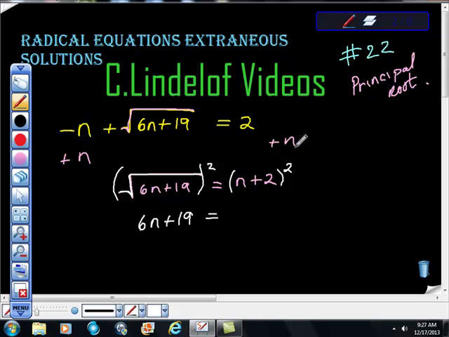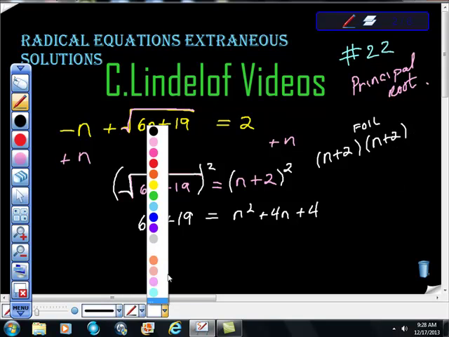Here's where people get into trouble sometimes: they think that they can distribute the 2 here. But if you check, you'll see that that is actually not true, because n plus 2 squared means n plus 2 times n plus 2. And here, if you do your FOIL, you'll get a little bit different answer, won't you? You'll get n squared plus 4n plus 4. So if you expand this out, that's what you would get.